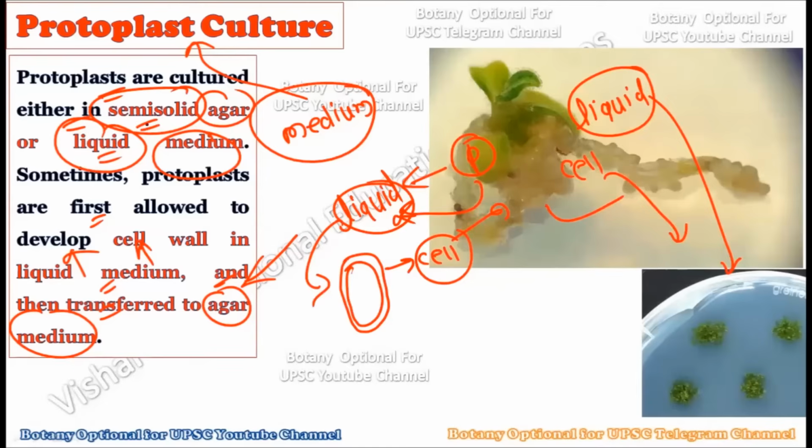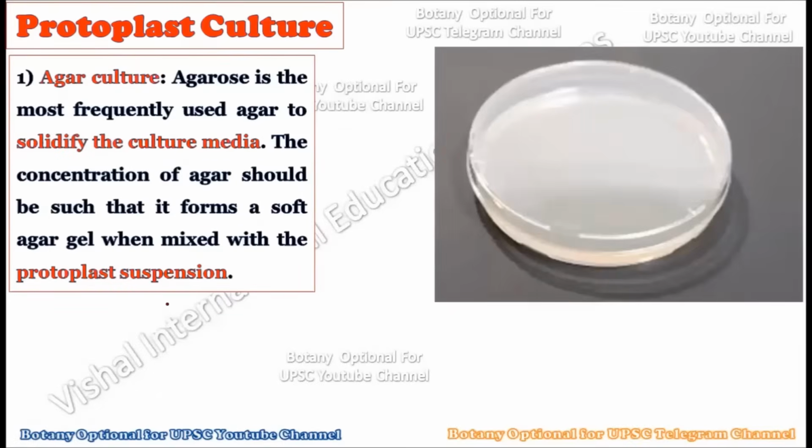Okay, so we can use the semi-solid media, we can use the liquid media, or we can use both the medias simultaneously. Right, now let us first consider the agar culture. Agarose is the most frequently used agar to solidify the culture media. Whatever the culture media is, our protoplast will grow on this culture media, but to solidify it, we often use agarose.